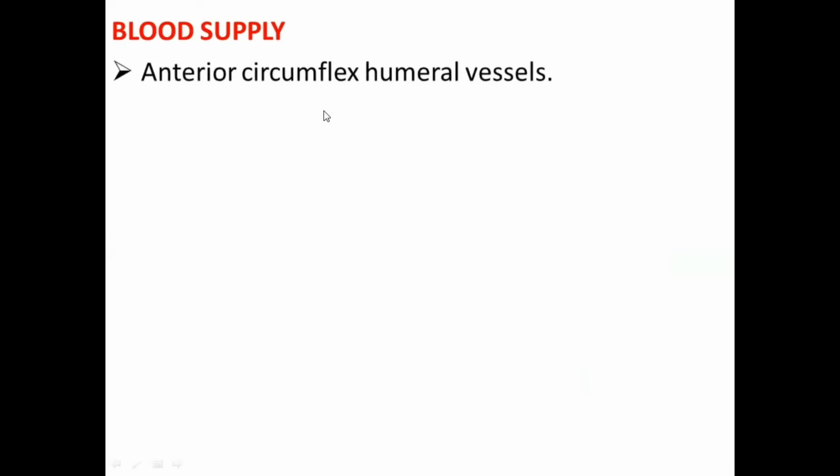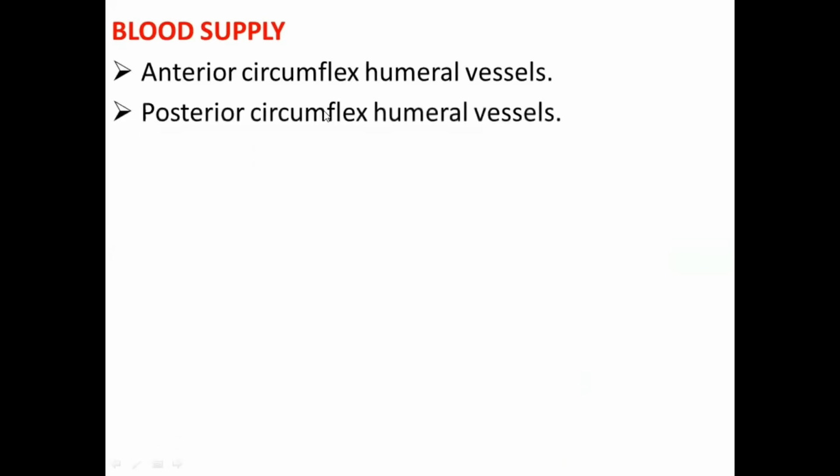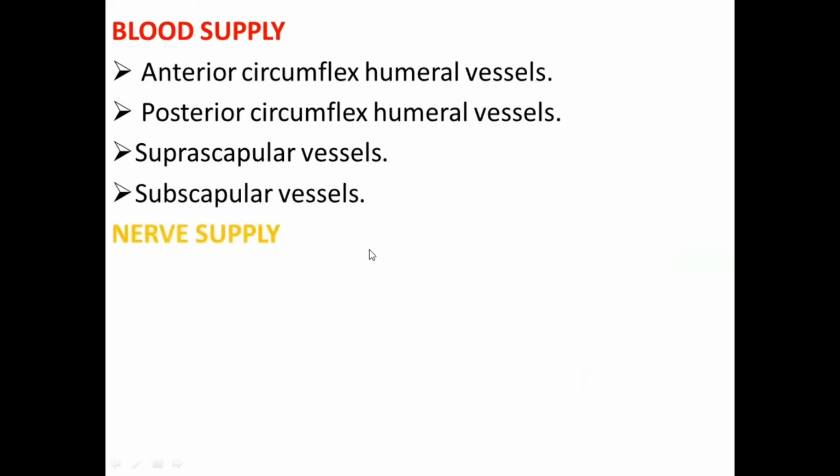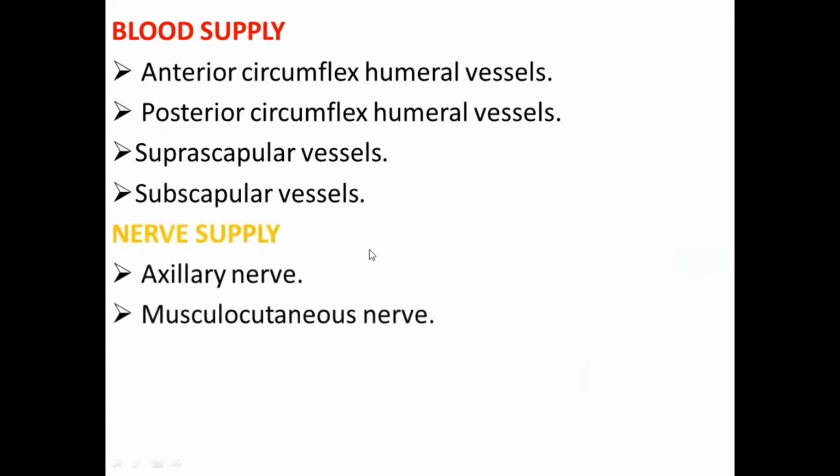These are the ligaments of the shoulder joint. Then we will see what the blood supply is. The anterior circumflex humeral vessels, posterior circumflex humeral vessels, then the suprascapular vessels, then subscapular vessels. These are the blood supply of the shoulder joint. Then we will see the nerve supply: axillary nerve, musculocutaneous nerve, then the suprascapular nerve. These are the nerve supply.